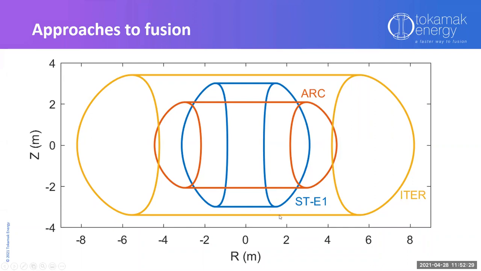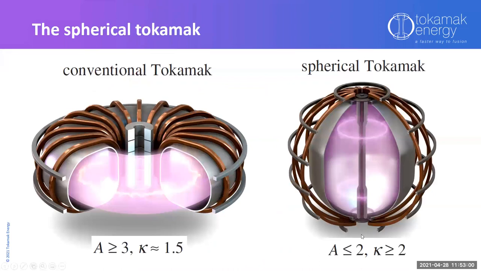So if you compare STE1 with JET, it's more compact in terms of major radius, at least for what concerns the plasma, but it's more elongated. The elongation is similar to the elongation of, let's say, ITER, if you want, the height of the plasma. Again, here is some information, a nice picture of the difference between the conventional tokamak and spherical tokamak. We are operating at an aspect ratio less than 2 and an elongation larger than 2. So a spherical tokamak plasma is much taller than a conventional tokamak plasma. It's much more elongated and the plasma has a more reduced aspect ratio.